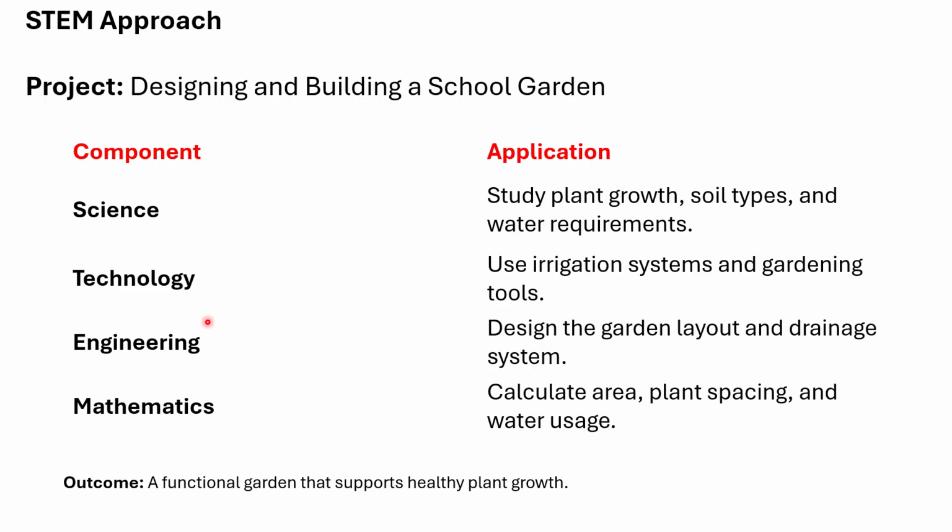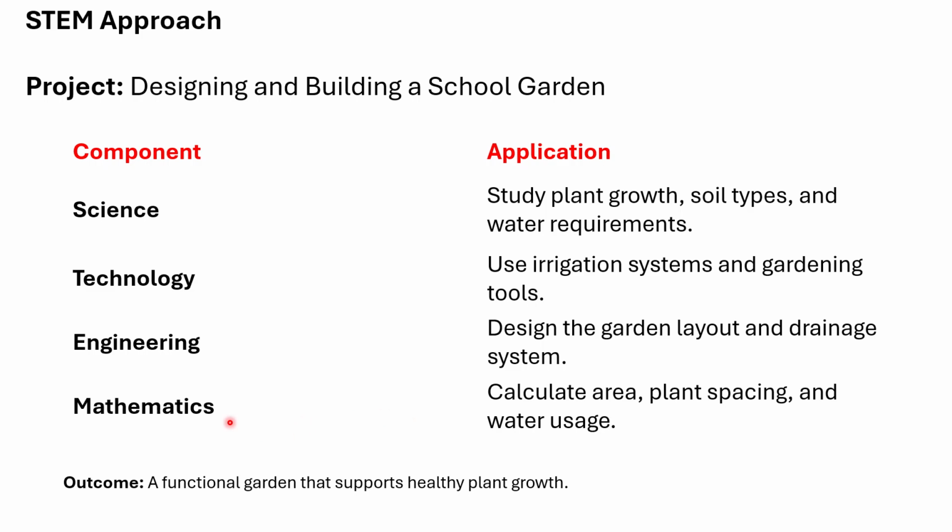Now coming to technology, they need to use a proper irrigation system and gardening tools to have a better growth of the plant. And third is engineering. In engineering, they know how to design a garden layout and drainage system, because the drainage system plays a major role for the plant growth, right? So the engineering knowledge is required to design the garden layout and drainage system.